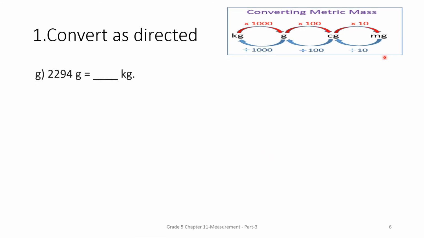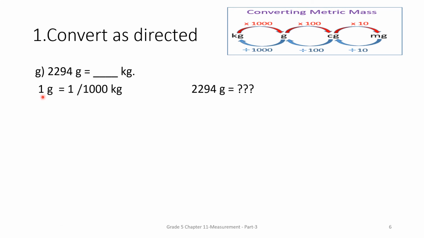Now scholars, we will see sum number G, that is 2294 gram equal to how much kgs. Here we have to convert gram to kgs. That means we have to convert from smaller unit to bigger unit. So what we need to do for that, scholars? We need to divide. Okay. So we know that, scholars, 1 gram equal to 1 by 1000 kgs. So how much will be 2294 grams? Okay. So for that we have to divide 2294 by 1000.